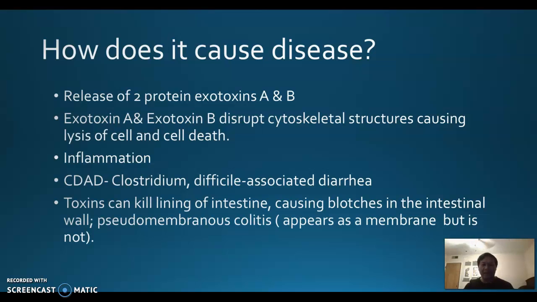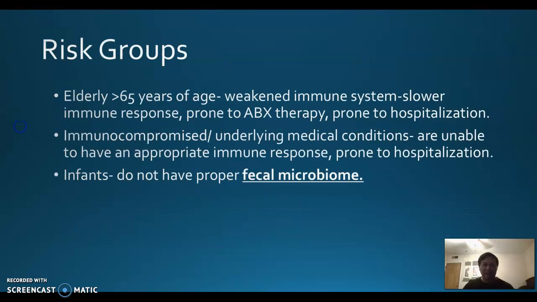They cause lysis. And in this way, the cells will eventually cause blotches in the intestinal wall. And these are known as pseudomembranous colitis. They appear as membranes in the intestine, but not. And with an endoscopy, a doctor can actually look into it and see it, and they look like blotches. And this is what can cause a lot of problems in a lot of the people that are afflicted with this affliction, for lack of a better term.